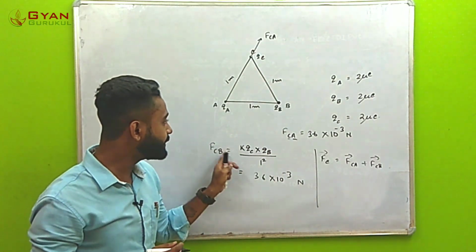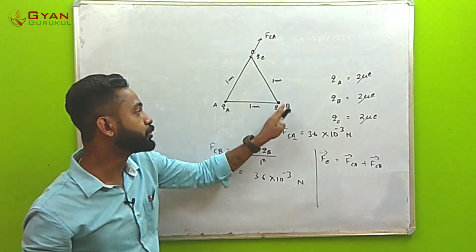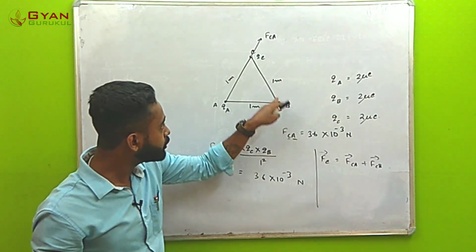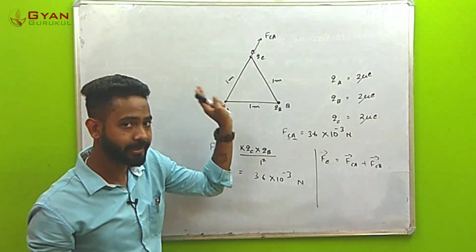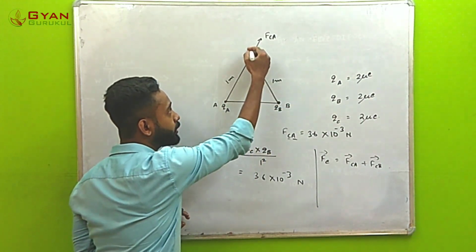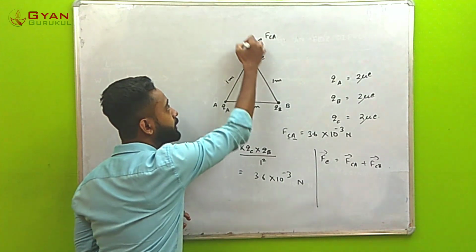Again, FCB, the force experienced by C due to B. B being a positive charge is also going to repel the charge at C, right? So B is going to repel the charge along the same line. Repelling along the same line, the direction would be here.